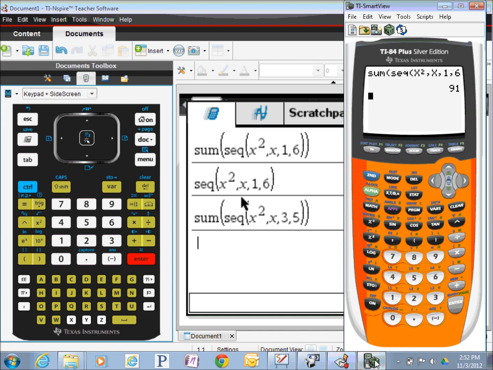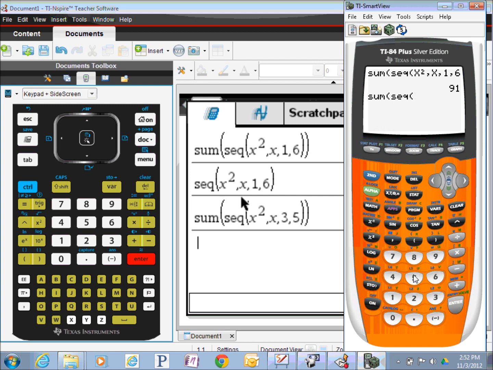So on the 84, I want to do the same thing. So here's this 91 that I was playing with before I got into class. So 84 people, we're going to go into the list menu. So second button, list. And I want to go to, first I want to go over to math, and I want to find my sum, which is number 5. And then I wanted to go into the list menu again, and this time I want to go to ops for operations, and I want to tell it sequence this time, which again is number 5.